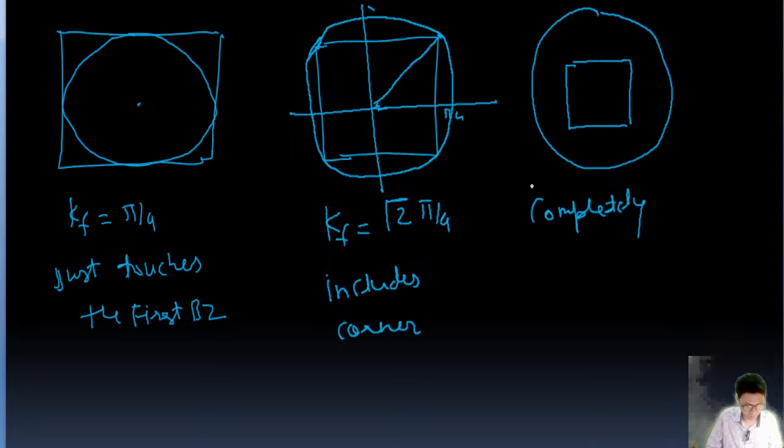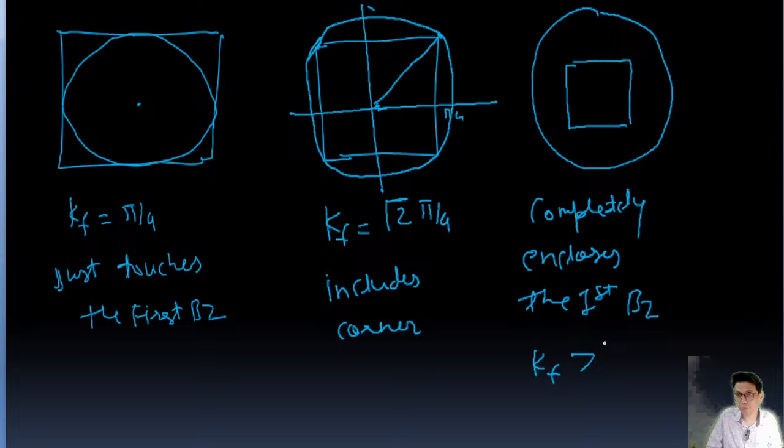Completely encloses the first Brillouin zone, BZ. Okay. So in this case, Kf is greater than root 2 pi by a, because Kf is equal to root 2 pi by a if this is the case. In this case, Kf is going to be greater than root 2 pi by a. Okay.